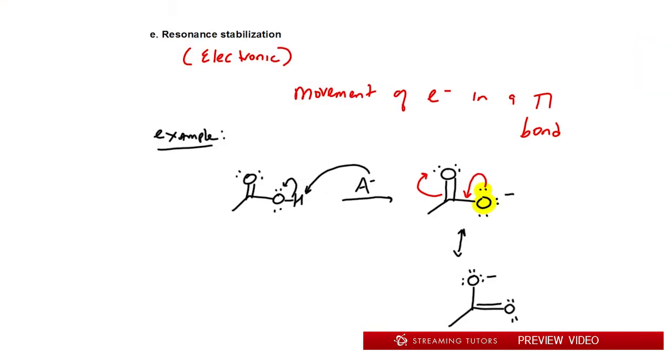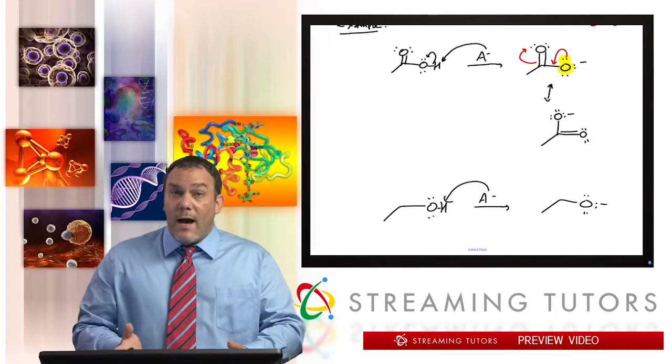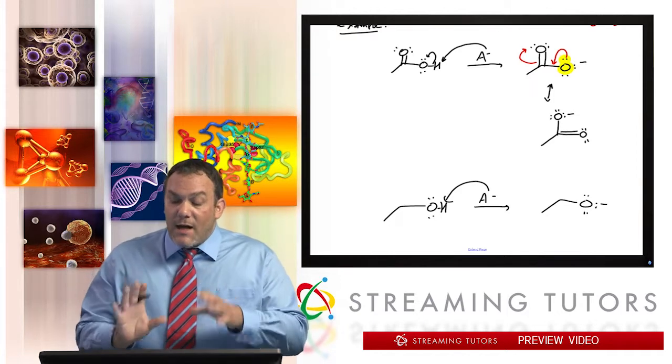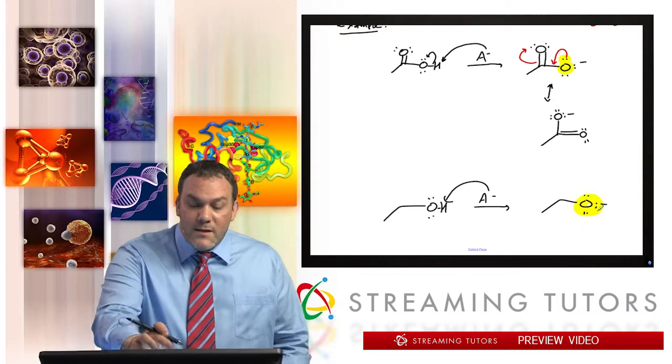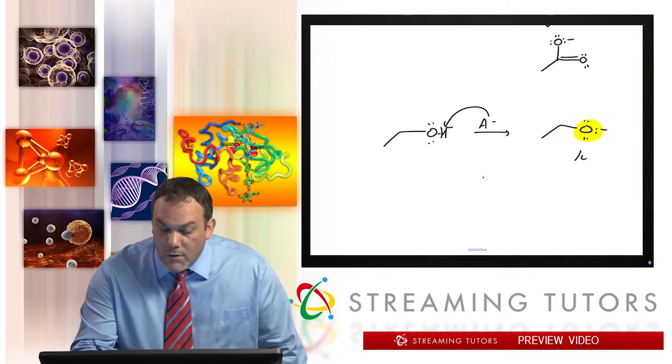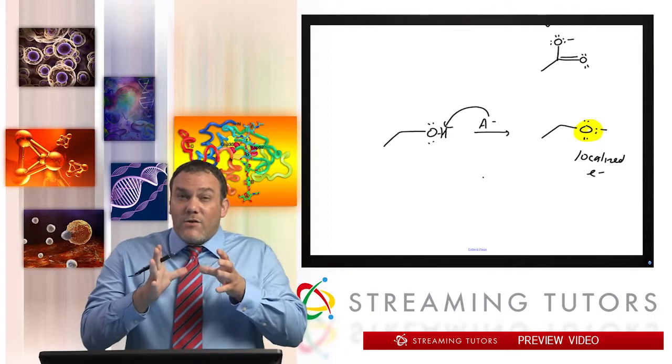So if I compare this to this alcohol, and a base pulls off its H, well, this oxygen here is negative, has two lone pairs, now it has three. The problem here is that this oxygen has no neighbor to give electrons to. Okay, you can't do resonance because there's no double bond. And so if that's the case, this oxygen has electrons that we call localized. These electrons are local to this atom. They're localized electrons.